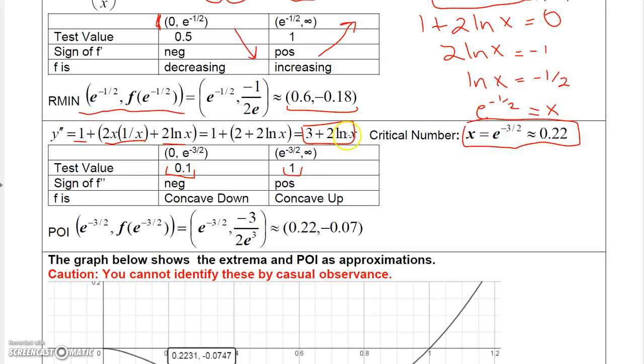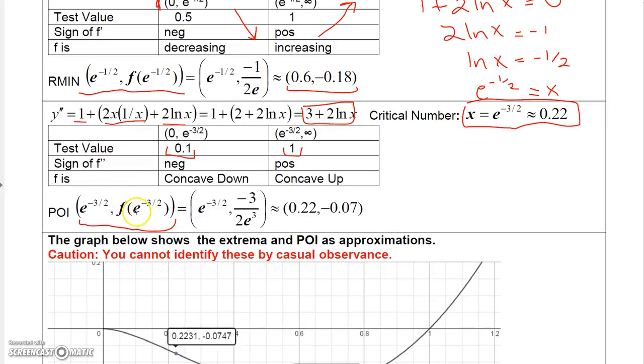And then when I plug 1 in, I actually got a positive value for the second derivative, which means that f is concave up on that interval. Well, since the concavity changes, it must change at that point e to the negative 3/2 and its corresponding y value, which is f of e to the negative 3/2.